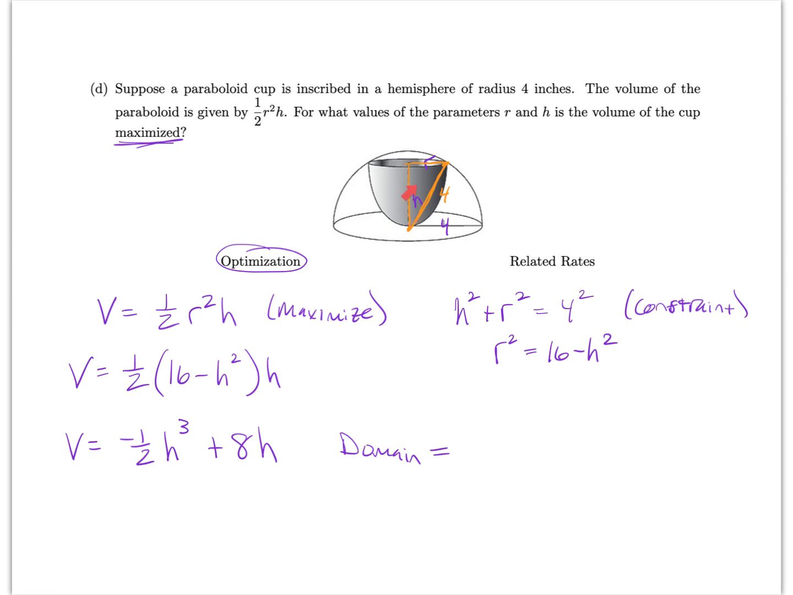So h is the height of the paraboloid. So the smallest h could be is 0. And the largest h could be, if we're inscribed in a hemisphere of radius 4, is 4.